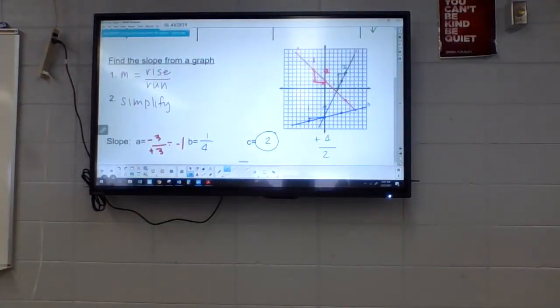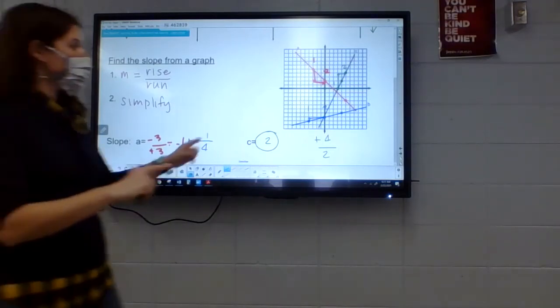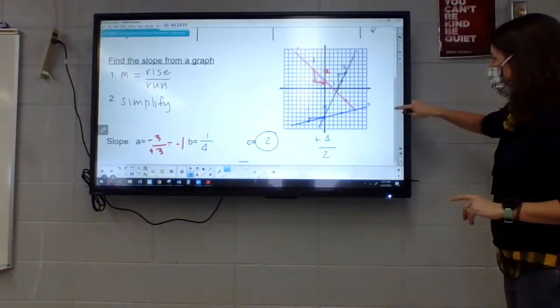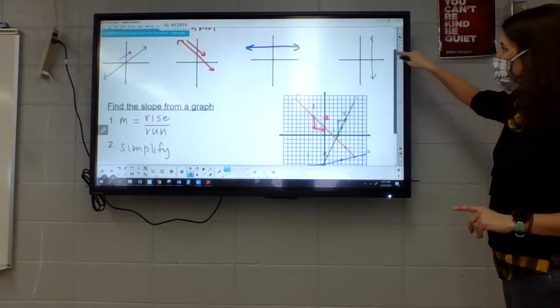So finding the slope from a graph, this is probably the easiest way to do that. Being able to count up and over, down and over if needed. Before you flip the page, let's go back to the undefined and 0 slopes.